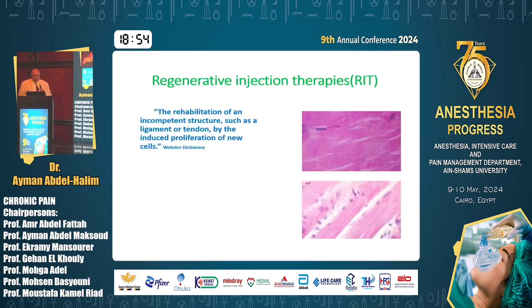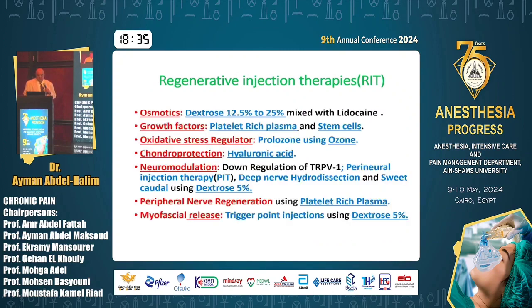So, according to the Webster Dictionary, regenerative injection therapies are the rehabilitation of an incompetent structure, such as a ligament or tendon, by the induced proliferation of the new cells. So I kind of compiled things here.